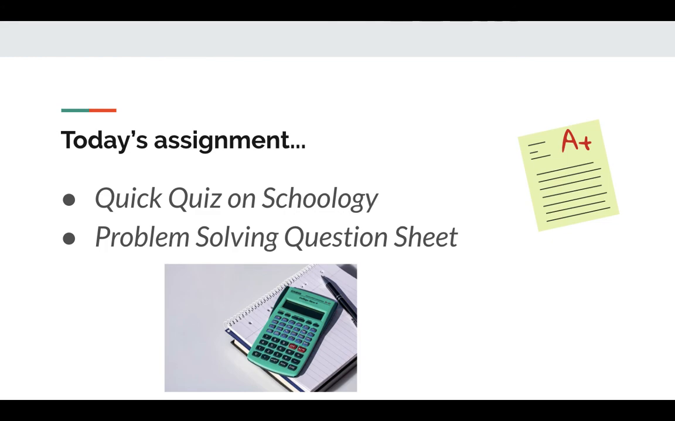Now, there's a quick quiz on Schoology that's going to have these questions. I also put a link to the problem solving questions on a separate sheet if you want. Some people like to print it out and use pencil and paper to do it. That's just fine, and work it out that way. You're welcome to do that. But the only assignment is the quick quiz here on Schoology.